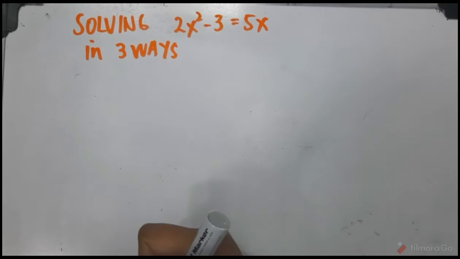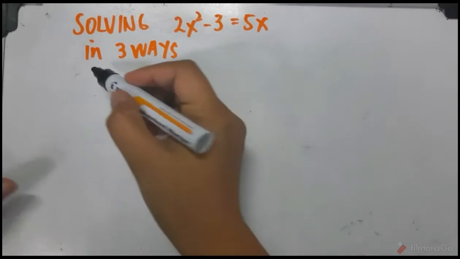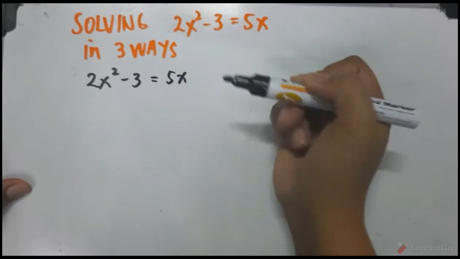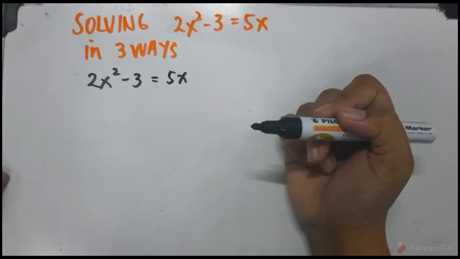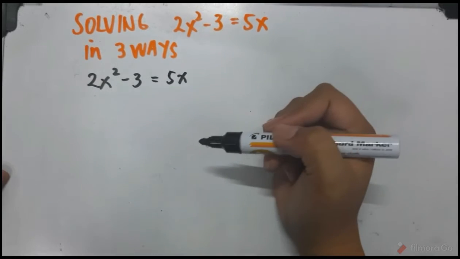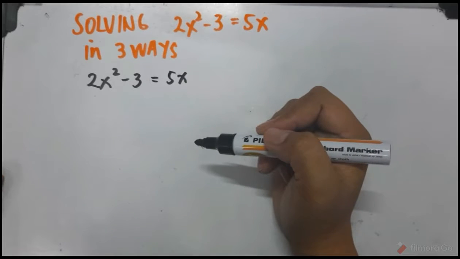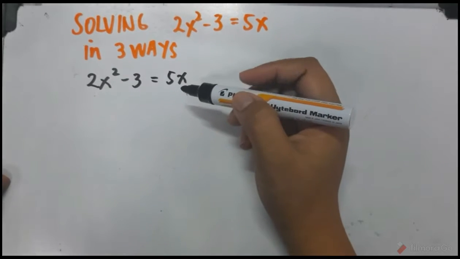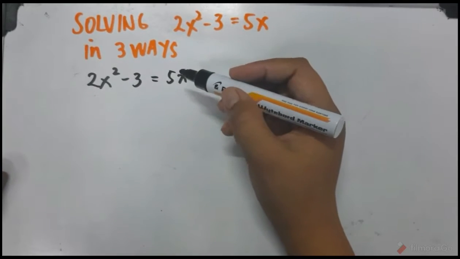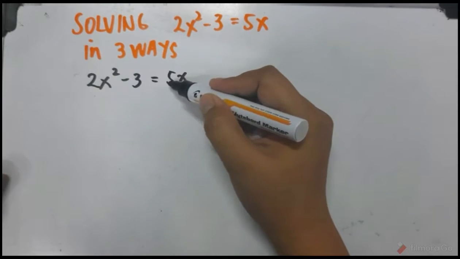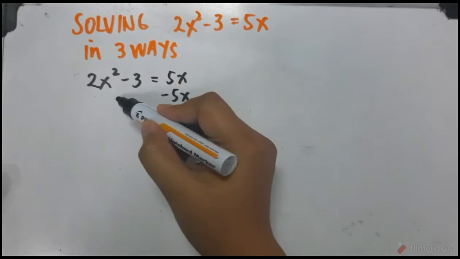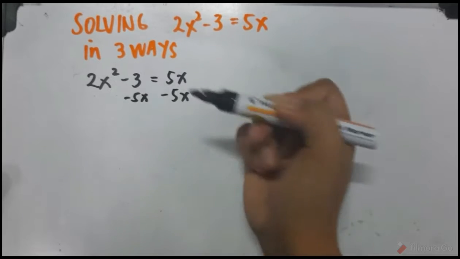A quadratic equation not in standard form. First is to write it in standard form. So we have 2x squared minus 3 is equal to 5x. Standard form should be ax squared plus bx plus c is equal to 0. So we need to make the right hand side of the equation equal to 0. To do that, we are going to apply the addition property of equality, or we get the inverse of that 5x on the right side. So we will use minus 5x and make sure to use it on both sides of the equation.